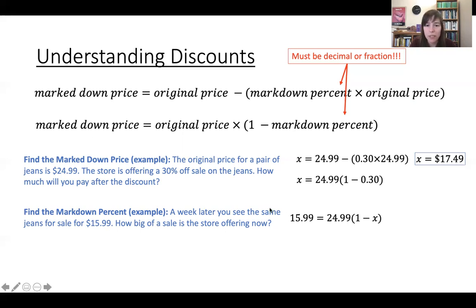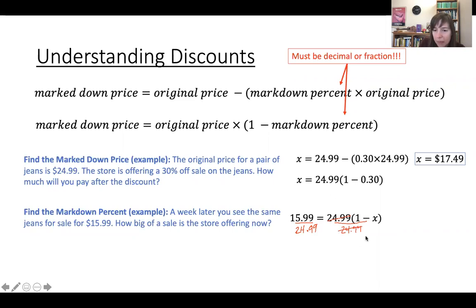Well, the markdown price was $15.99. The original price was still $24.99. And now I've got 1 minus the markdown percent, which is x. That's what I want to solve for. So maybe I'll just do the calculations really quick to solve for x. You divide both sides by $24.99, so that cancels that. And so you have 1 minus x equals $15.99 divided by $24.99.